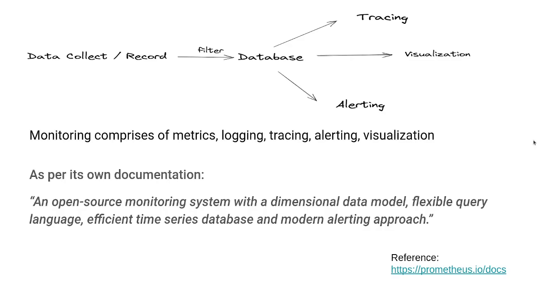For Prometheus, we visit the official documentation. It says it is an open source monitoring system. Since it is open source, available to everyone with the source code, and it is a system, means a collection of components and items which can be discussed with the architecture in a later on video. It has dimensional data model, flexible query language, efficient time series database, and modern alerting approach.